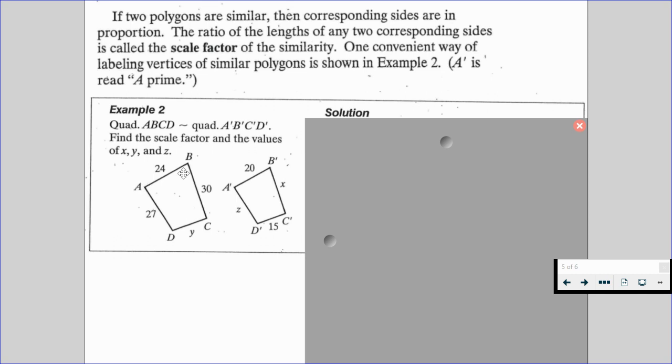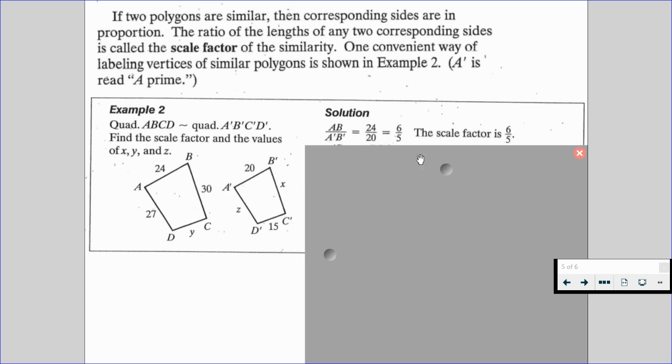Well, we know that AB is corresponding to A prime, B prime. So we can use that to find the scale factor. And the scale factor is going to be 6 over 5, because if we go from the bigger shape, ABCD, to the smaller shape, A prime, B prime, C prime, D prime, well, then AB over A prime B prime is 24 over 20, which is 6 over 5. So the scale factor is going to be 6 over 5, or ABCD is 6/5 bigger than A prime, B prime, C prime, D prime.